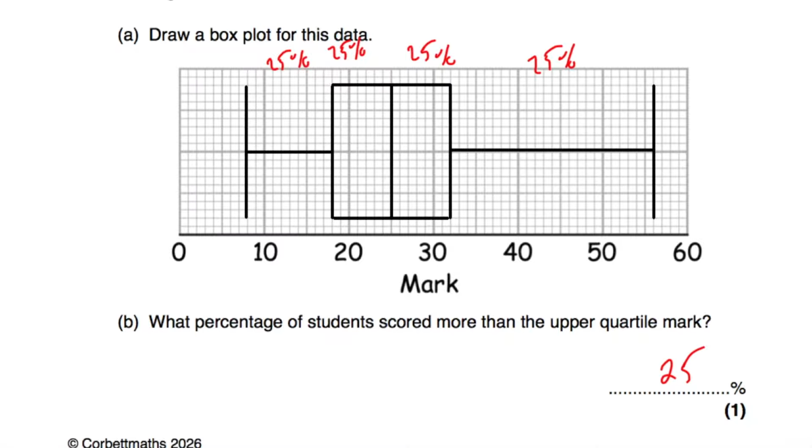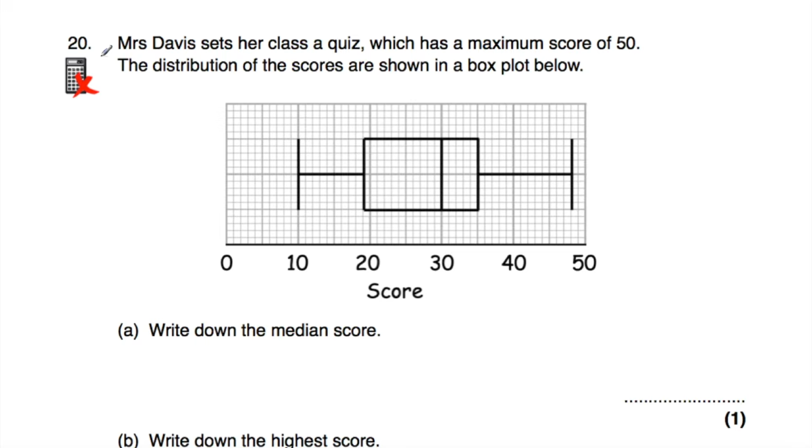Okay, let's look at our next question, question number 20. So question number 20 says, Mrs. Davis sets her class a quiz where the maximum score is 50 marks, and the distribution of scores are shown in the box plot below.